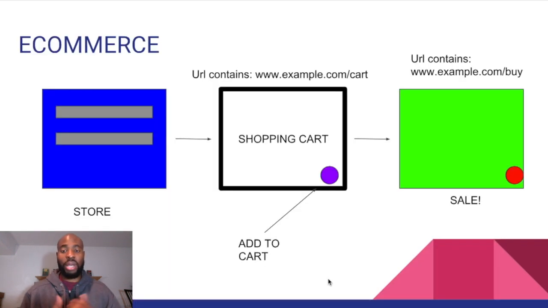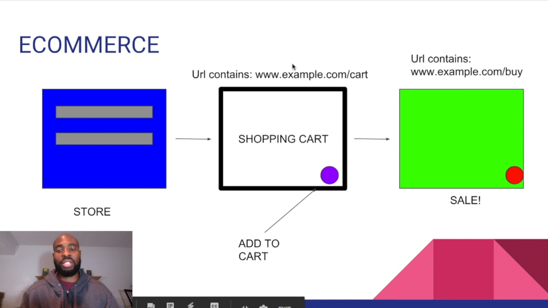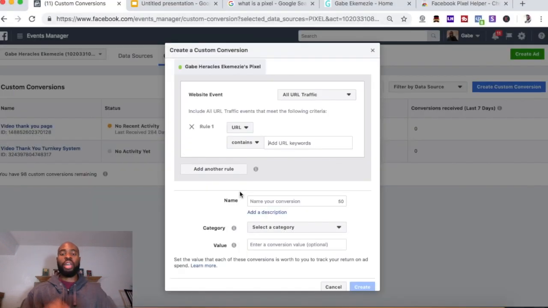Okay, so going back to my example here, remember my URL contains this www.example.com/cart. This URL is for this page. So in the same way, that's the URL that you want to put here, okay? Now remember, the URL that you want to put here is going to be the conversion point of whatever event that you're trying to do.